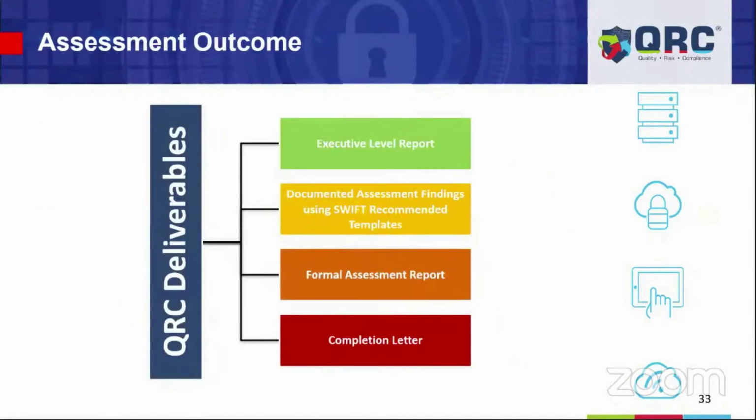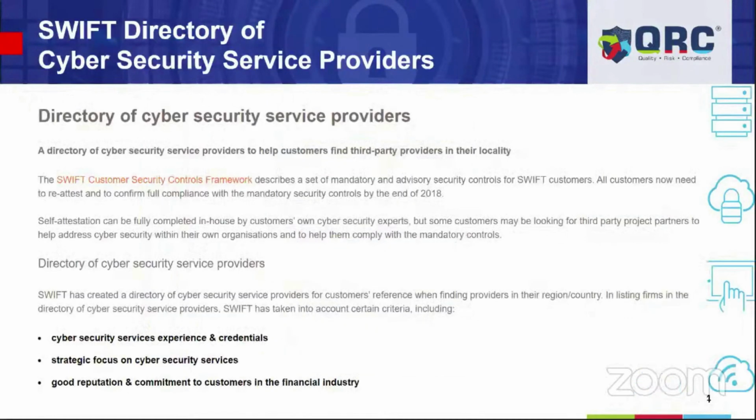Okay, what is the outcome of this assessment? The executive level report is one of the reports we will generally get, and the assessment findings are generally provided in the particular templates provided by the Swift. Then a formal assessment report and the completion report. These are mandatory to at least hold, because at any point of time the Swift asks for them, you have to submit all of these.